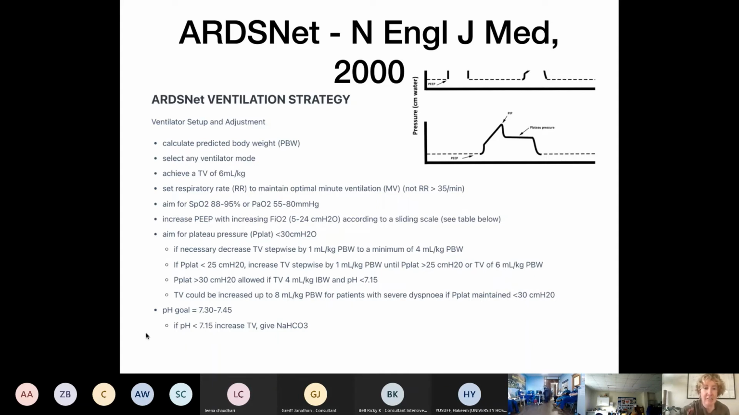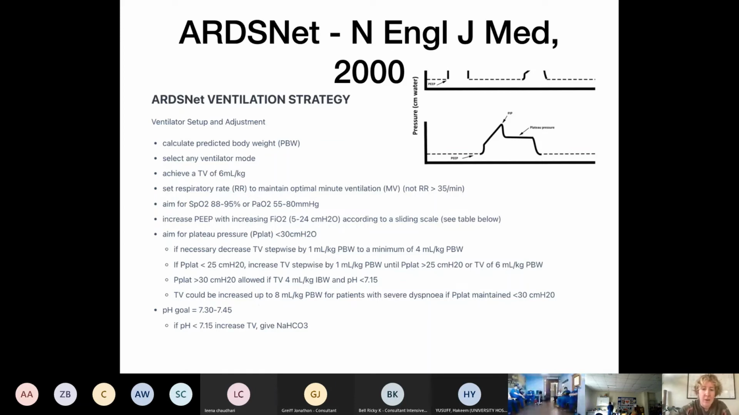And then they said increase the PEEP with increasing FiO2 according to a sliding scale. That ladder approach to increasing PEEP we would use, but probably not to a PEEP of 24. And then aim for a plateau pressure of less than 30 centimetres of water. And they said, if necessary, decrease the tidal volume. And if the plateau pressure is lower, then increase the tidal volume.